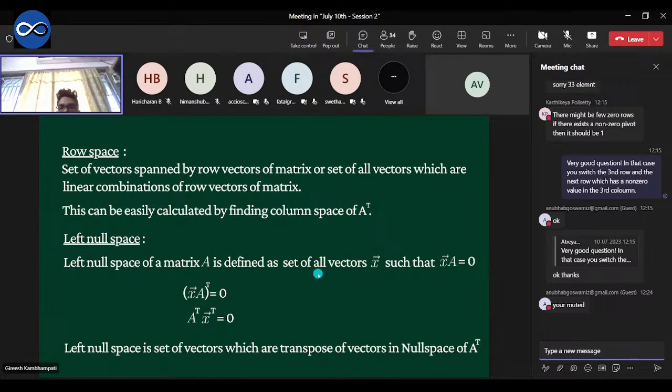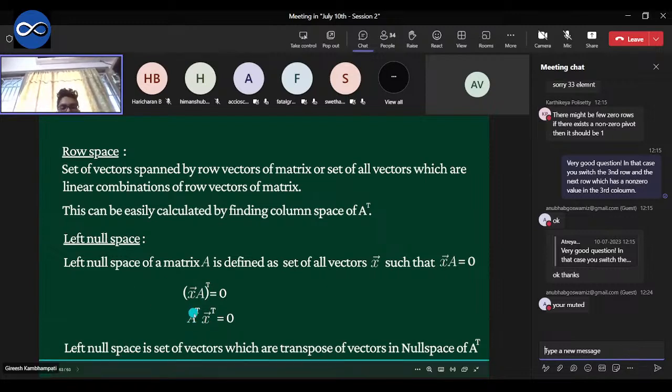And the left null space: we have already seen the null space, Ax bar equal to 0 bar. Left null space is where x bar is multiplied from the left side, just x bar into A equal to 0. x bar into A equal to 0 means A transpose into x bar transpose equal to 0, because AB whole transpose can be written as B transpose into A transpose. So (x bar A) whole transpose equal to 0, so A transpose into x bar transpose is equal to 0.